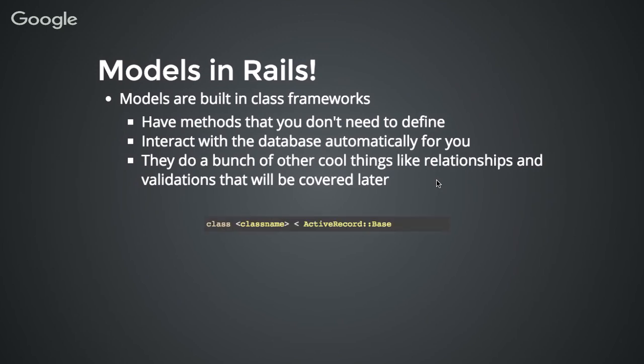And it's probably really hard to see. You could find these notes online later. To make any class you define a model, you just have to make that class inherit from ActiveRecord::Base.